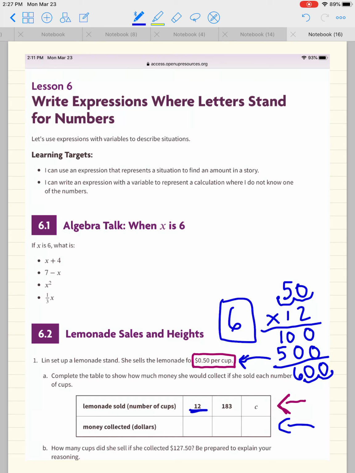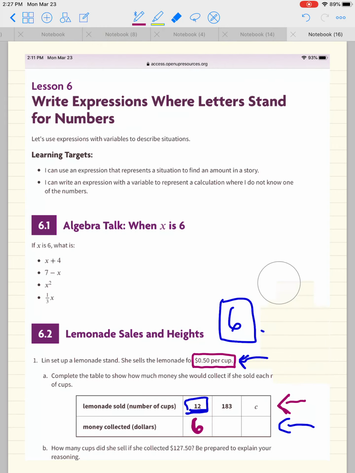up with 6. Now, an easier way we could have done this is 50 cents is half of a dollar, and so we can see that 6 is half of 12. So whatever your dollars is going to be half the number of cups. So for the first row, or first column, we can go ahead and put a 6 right there.